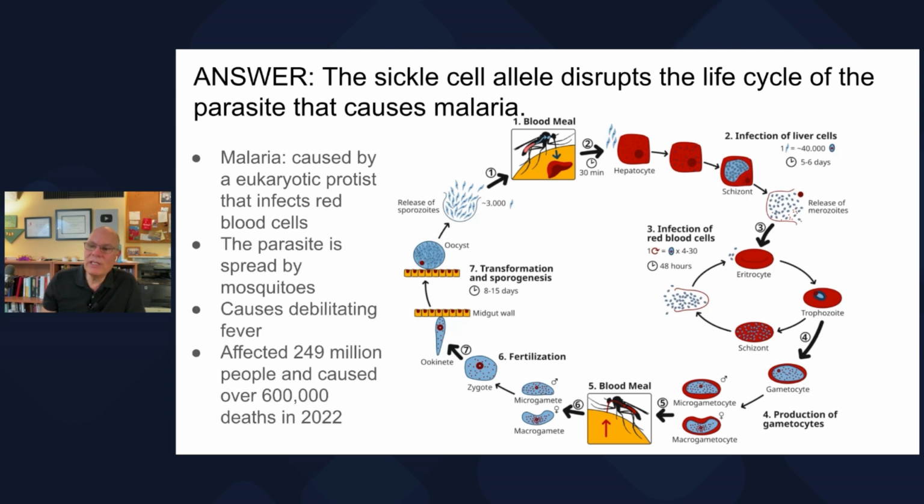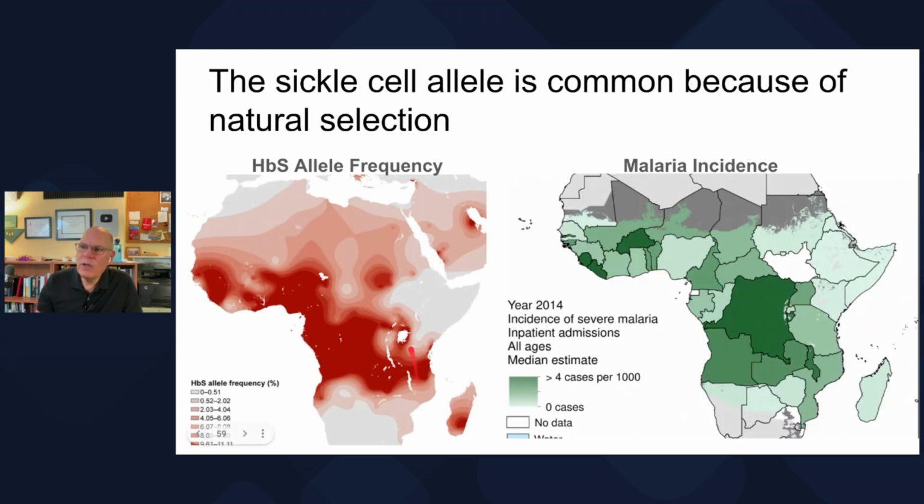It causes debilitating fever. And listen to this. This disease affects 249 people and caused over 600,000 deaths in 2022. So malaria is a dreadful disease. If you have one copy of the sickle cell allele, in other words, you're not little s, but you're big S, little s, you're a heterozygote, you have resistance to malaria.